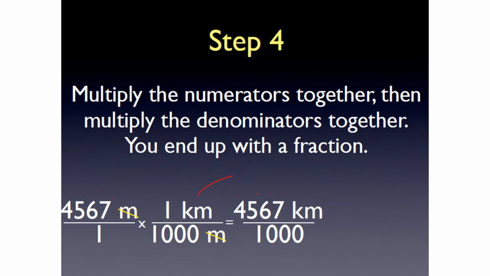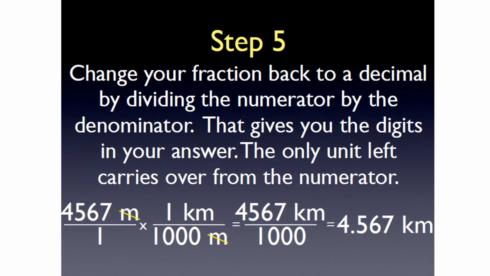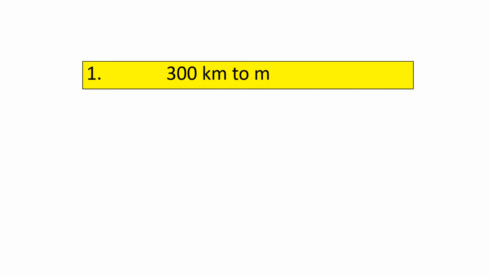The unit that carries over that was not canceled out is the kilometer, and simply divide the two numbers together to get a decimal. Change your fraction back to a decimal by dividing the numerator by the denominator. That gives you the digits in your answer. The only unit left carries over from the numerator. So your final answer is 4.567 kilometers. All right, so let's do a couple of these examples.